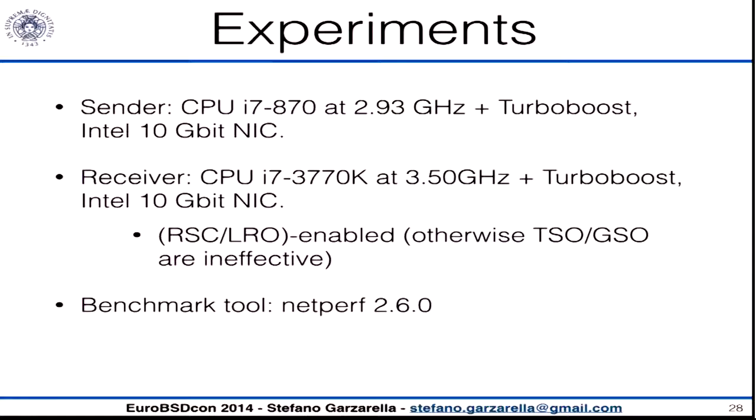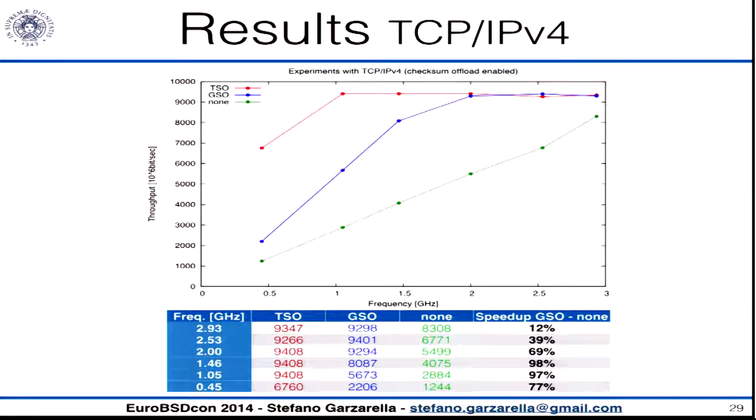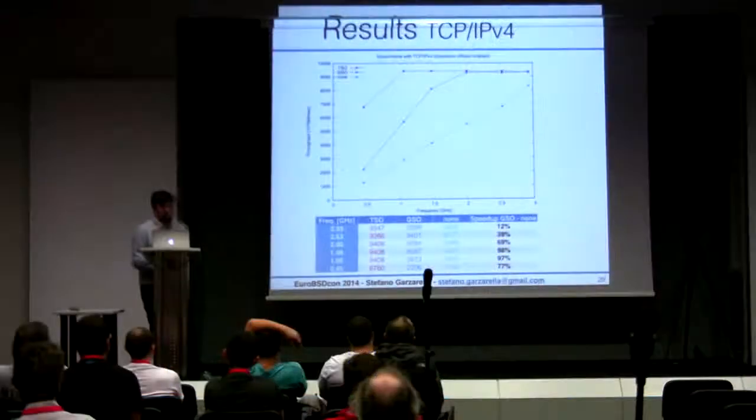At the end, I show you the results that we have obtained in the experiments. This is our testing environment. We used netperf as a benchmark tool and 10 gigabit links between the machines. To see the effect of GSO or TSO, the receiver must have LRO, software or hardware, enabled. In this slide, we see the result with TCP IPv4 traffic. On the horizontal axis, we have the CPU frequency. On the vertical axis, we have the throughput.